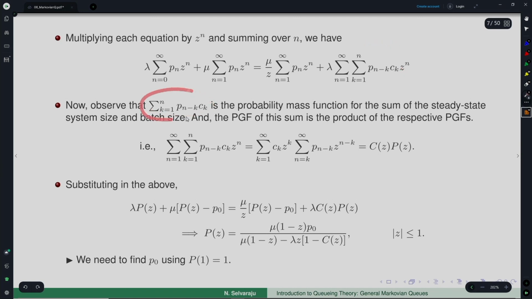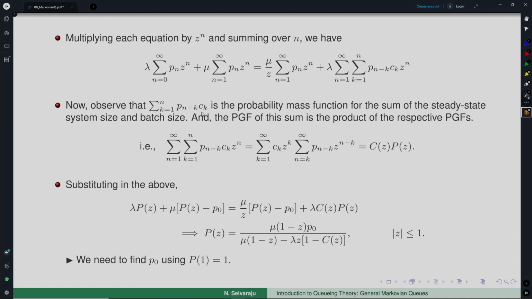So, this quantity, if you look at it, is the summation k equal to 1 to n of p_{n-k} c_k, where p is a probability distribution, c is also a probability distribution, right. So, this is basically the convolution, which gives you the sum of these two random variables. If you compute the sum of these two random variables, its distribution, for the sum equal to n, will have this form. So, this is the probability mass function of the sum of the steady state system size and batch sizes, and because they are independent, you can write the PGF in this form, otherwise you will write it in the joint distribution form, right.